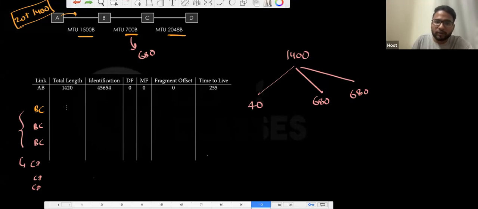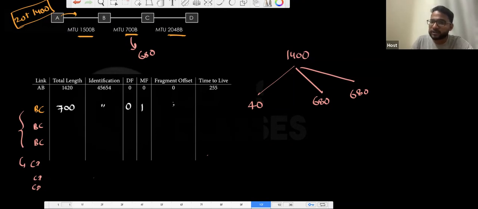Now, what will be the total length of the first packet? It will be 700, right? 680 plus 20. What is the identification number? It will be the same. Do not fragment of the first packet, obviously, it will be 0 everywhere. More fragments, yes.